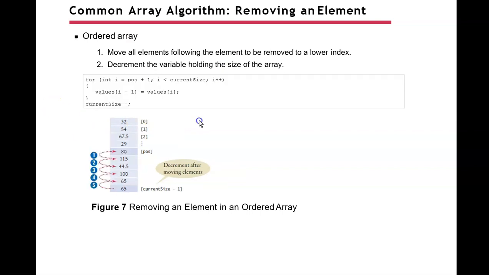However, in an ordered array, it's more of a pain because we have to move everything up. So we move all elements following the element removed to a lower index. Then we reduce the size of the items in the array. So we go from the position we want to remove plus 1 to the end of the array, or the end of used elements, and we move everything up 1, and then we ignore that last element.